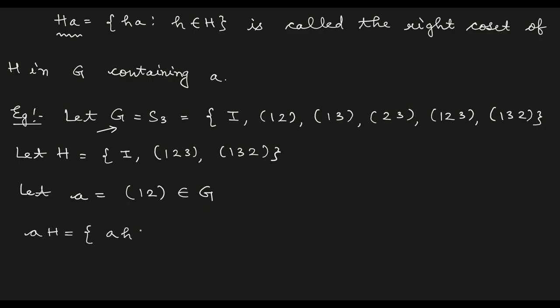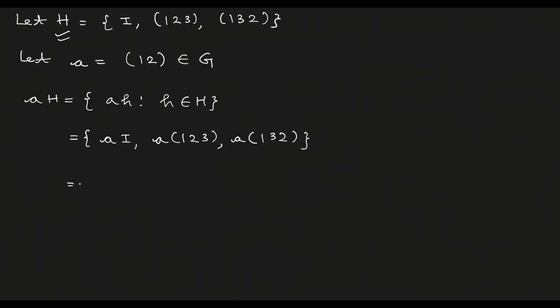This is ah such that h belongs to H. So this means a will be multiplied to every element of this H: a times identity, a times (1 2 3), a times (1 3 2). And what is a? a is (1 2). So (1 2) times identity, (1 2) times (1 2 3), (1 2) times (1 3 2). So this is equal to (1 2) cycle.